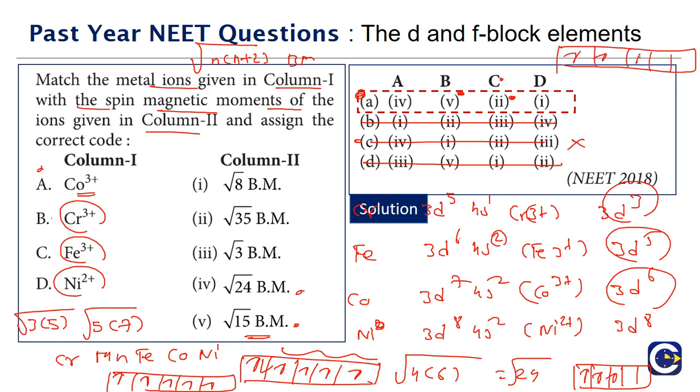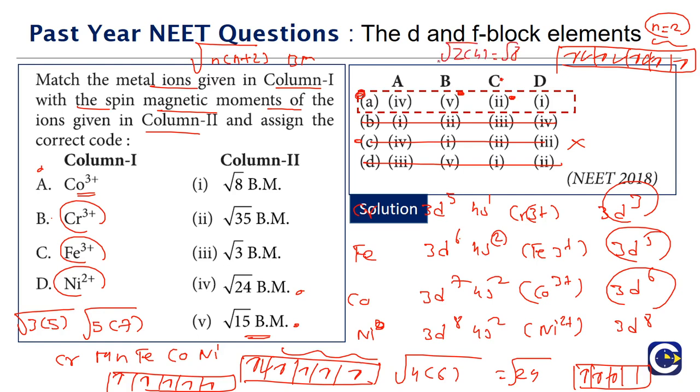3d8. First we will fill 1 electron each, parallel spin, 5 are over. Then we still have 3 more. Means the remaining number of unpaired electrons is just 2. So root of 2 into 2 plus 2, which is what? 4. Root of 2 into 4. What is root of 2 into 4?